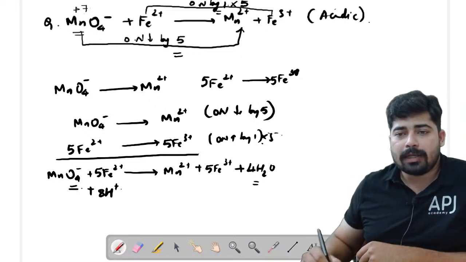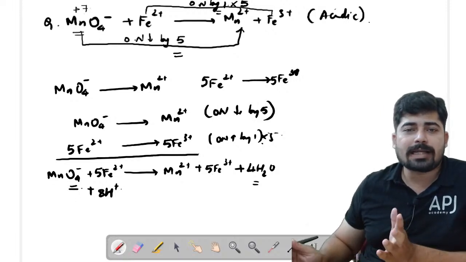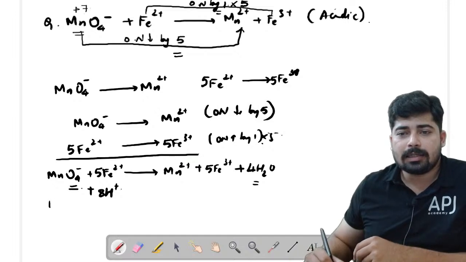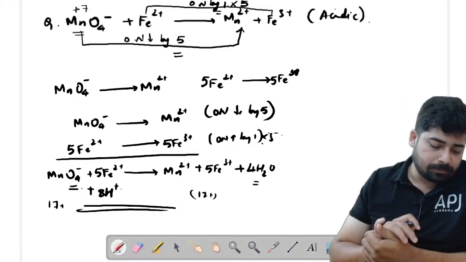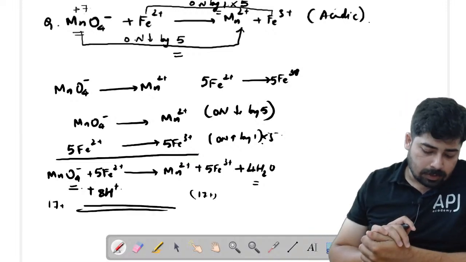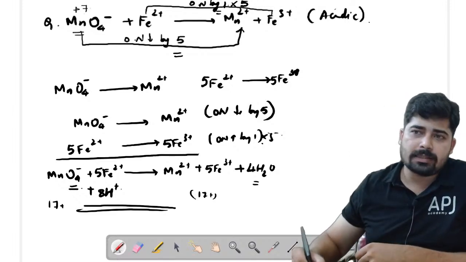Here there is 1 minus charge and 10 plus charge and 8 plus charge. So 10 plus 8, 18 plus, minus 1, 17. Here there is 15 plus 2, 17. So on both sides the charges are equal, right? Here there is 17+ charge, here also 17+ charge. So no need to balance the charges. This is the final answer. I hope this is clear, students. Now let's do one more problem and wind up this session.